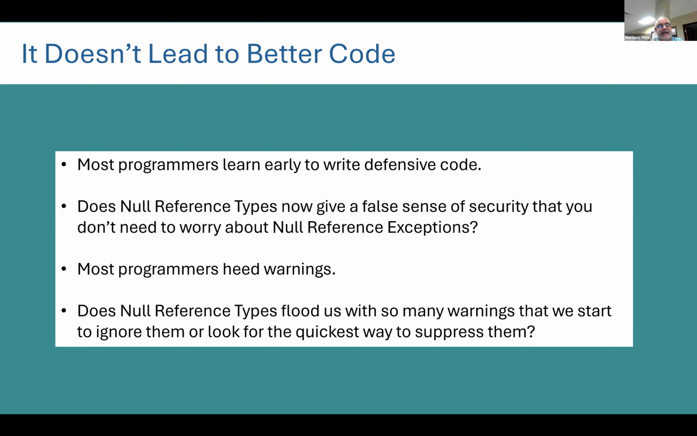Similarly, most of us are taught pretty early to pay attention to warnings. If we didn't learn it ourselves, we had a manager who came and spanked us and said, why did you commit code that had all those warnings? Now we have this thing that could potentially, in certain situations, flood us with many warnings. And does it change us so that we start either ignoring them or just looking for the quickest way to suppress them instead of learning from them and understanding what they're telling us? So maybe it doesn't ultimately lead to better code.